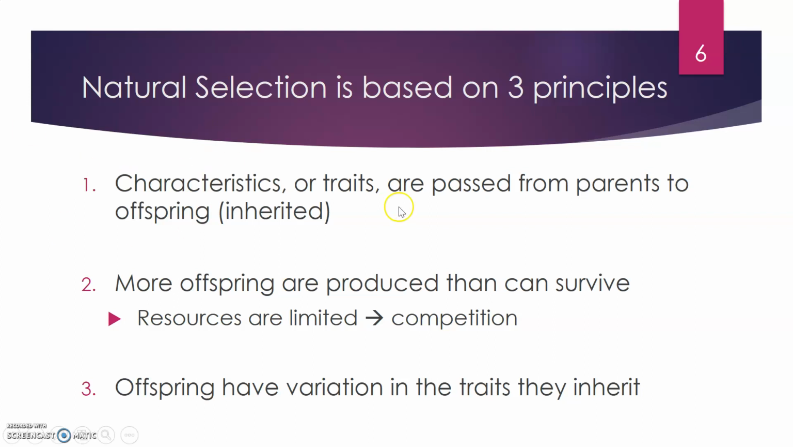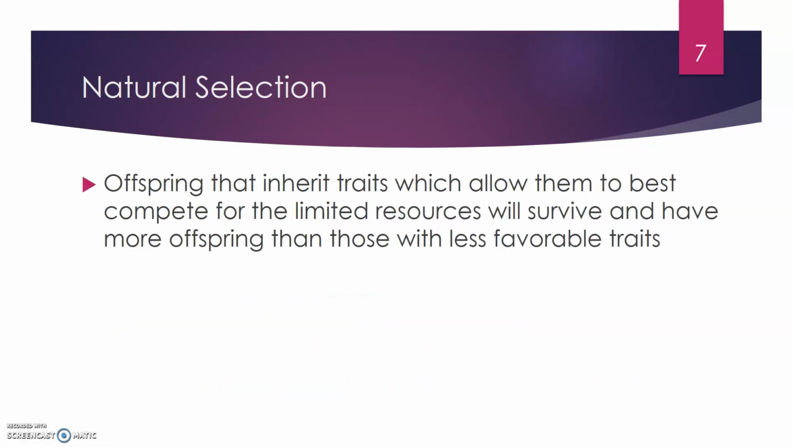And so this idea of having traits that are passed from parents to offspring, these traits having a variation so that they can confer some sort of benefit to offspring that help them in their limited competition for resources, is how Darwin came up with this statement, which is the definition of natural selection.